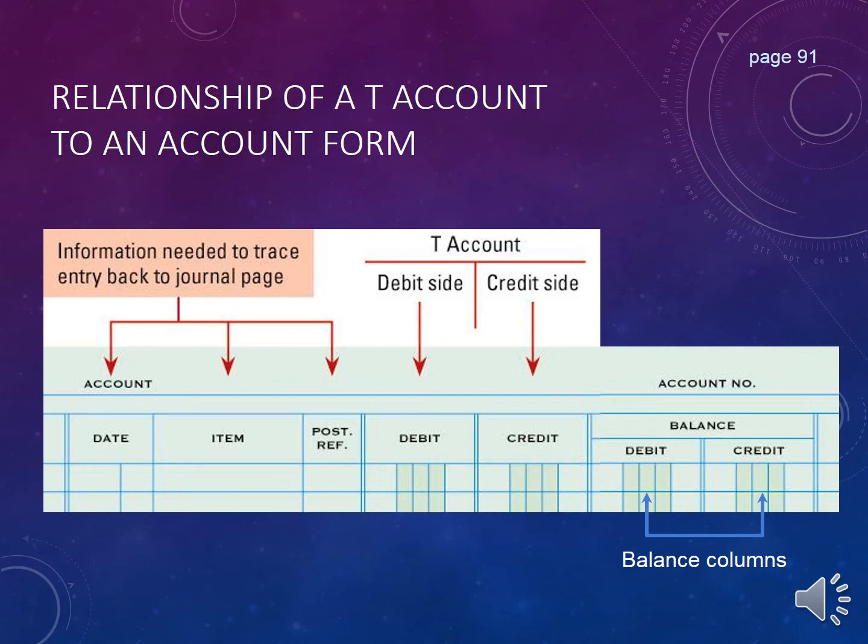So the first debit and credit columns are for transactions that are posted from the general journal to the general ledger. The last two columns are for the account balance. An account will have either a debit balance or a credit balance. It cannot have both. So there'll always be one side of the balance column that is not used. The balance side is determined by where the account falls in the accounting equation.